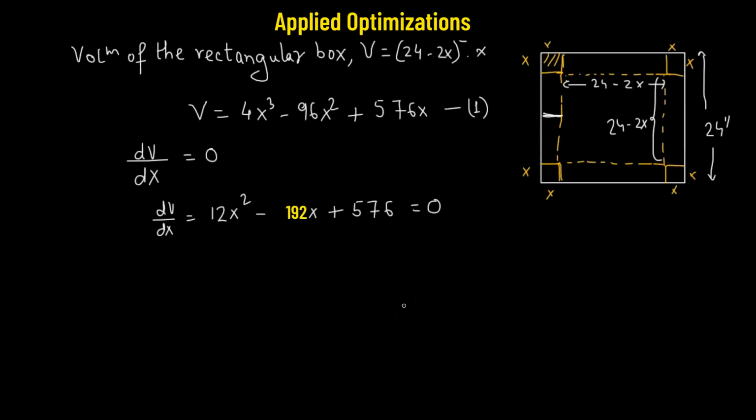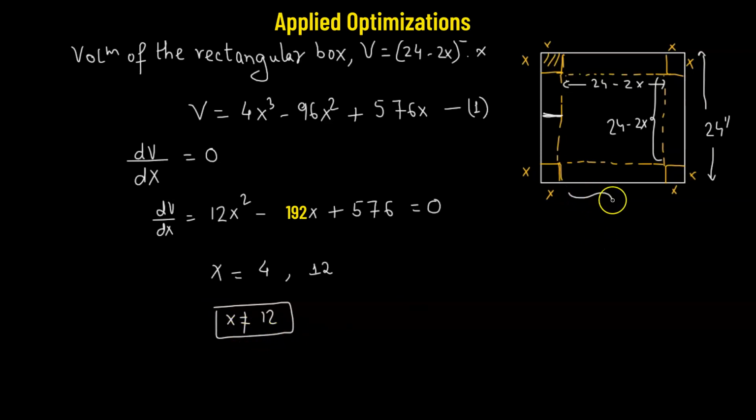So this is a very simple quadratic equation. All we have to do is use the quadratic formula and solve for x. So x is going to give us two values. x is going to be equal to 4 and x is going to be equal to 12. Now, we cannot consider the value of x to be equal to 12. So this is not possible. Can you think of why?